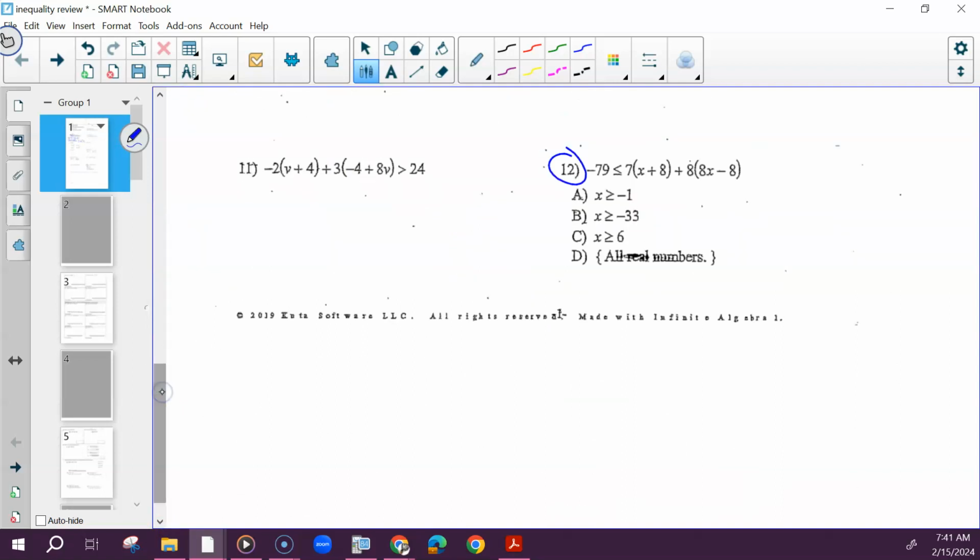When you have multiple choice, you could really pick one of these numbers and put them in for all the x's and see which one is true, or you could solve it, so that one's really up to you. If we were solving it, we would distribute 7x plus 4x minus 64. And then combine like terms.